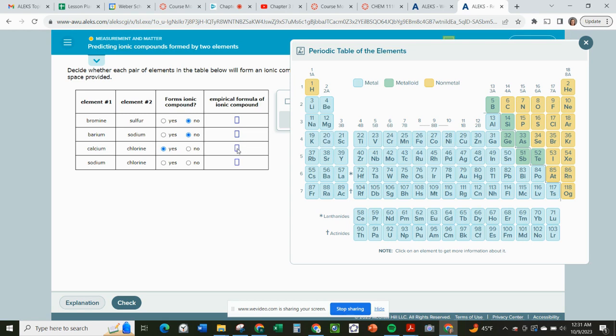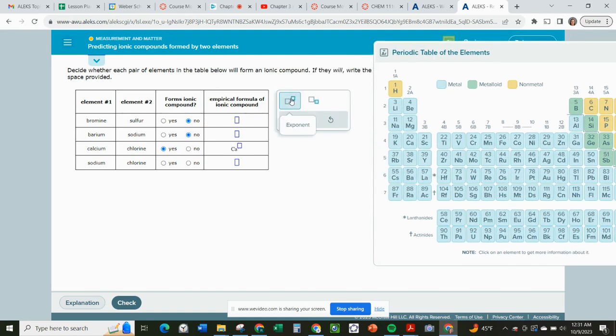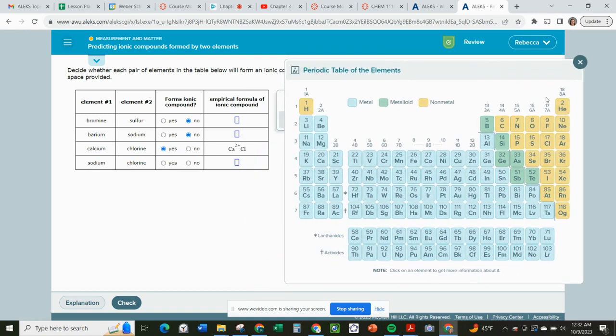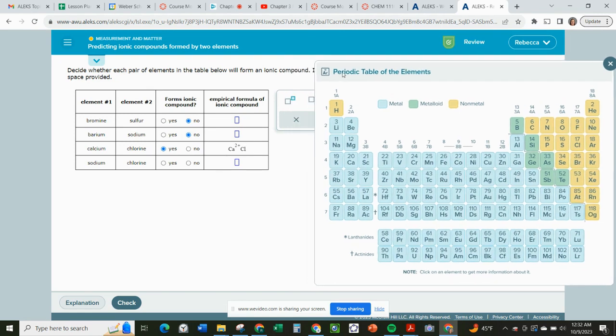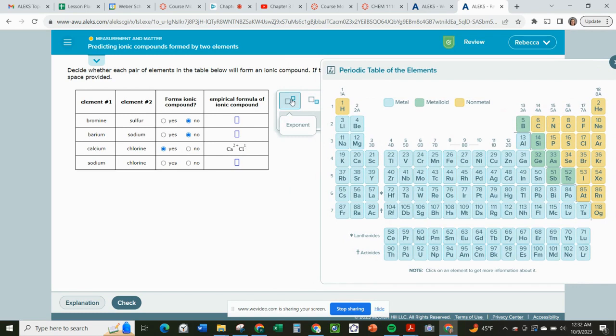So I'm just going to write this out. Let's show our work for a minute. This is just how to get to the answer. This is not my answer yet. So calcium is 2+. And chlorine is over here. Chlorine is 1- charge. So this forms 1-, this forms 2-, this forms 3-. So chlorine minus, and then the empirical formula for an ionic compound, we just have to charge balance.